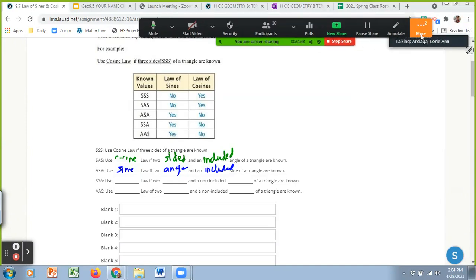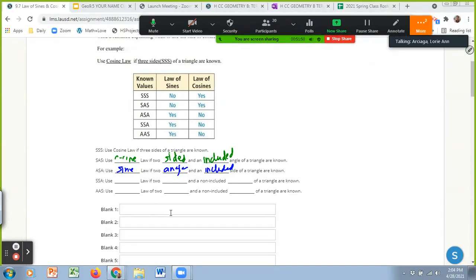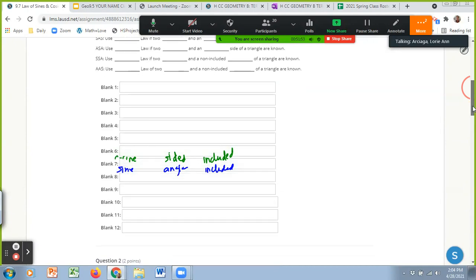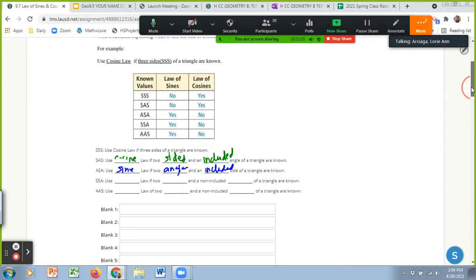Okie dokie. So did you figure out all of these all the way to blank 12? Let me know so we can move on. Not yet? Okay. So see, you just gotta follow the letter. Like SSA, where's this? This is SSA. What law did it say you're gonna use? Sine law. And then what are these? These are just either angle or sides, right? The words here are either angle or sides. You have to look at the letter. It says two blank. So what two letters do you see?